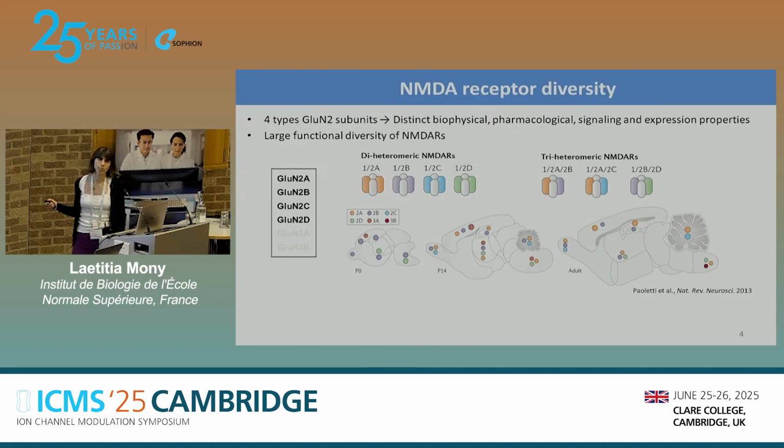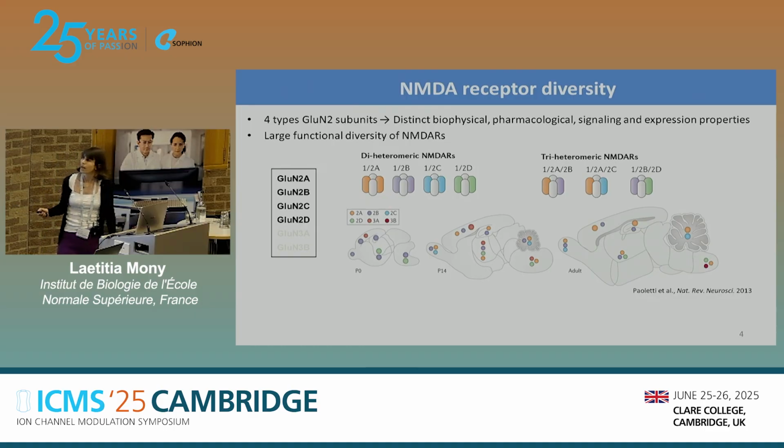So while the GluN1 subunit is encoded by only one gene, there are 4 types of GluN2 subunits, GluN2A, 2B, 2C, and 2D, that confer to the receptor distinct biophysical and pharmacological properties, as well as various signaling and expression profiles. These subunits can integrate into what we call diheteromeric NMDA receptors that contain twice the same GluN2 subunit, or triheteromeric NMDA receptors that contain 2 different GluN2 subunits, giving rise to a large functional diversity of NMDA receptors in the brain.